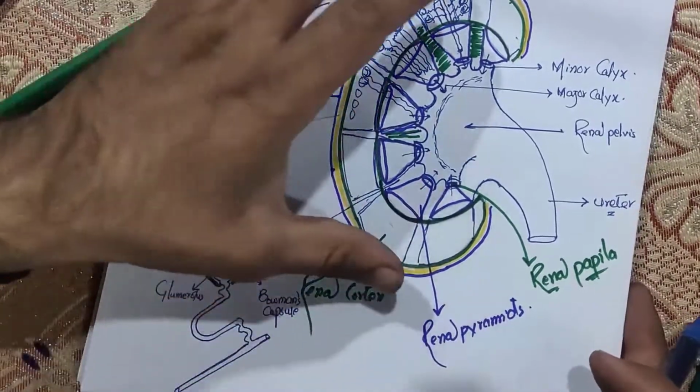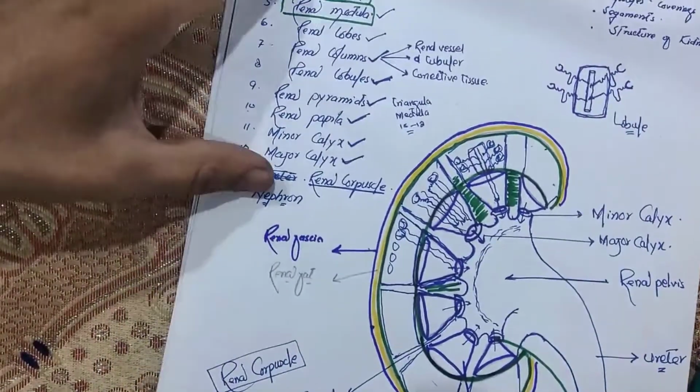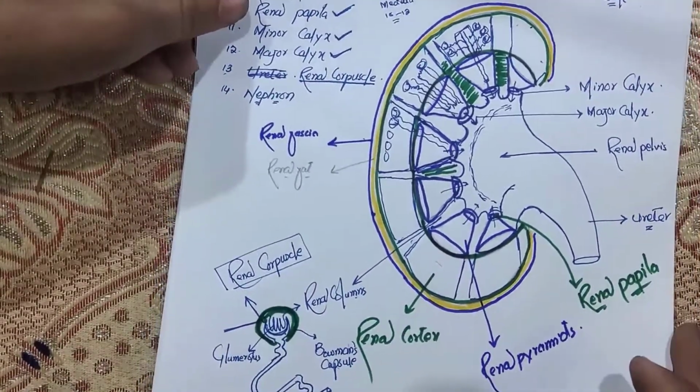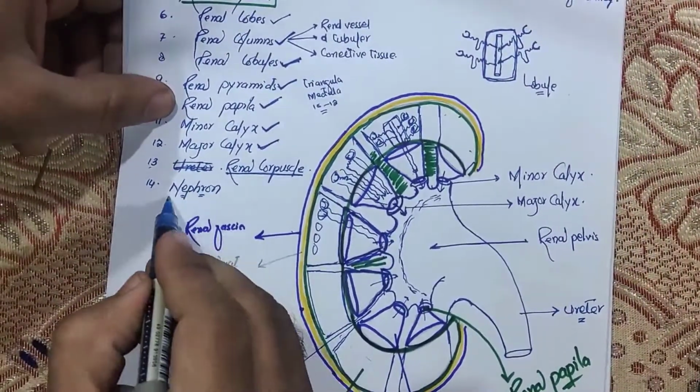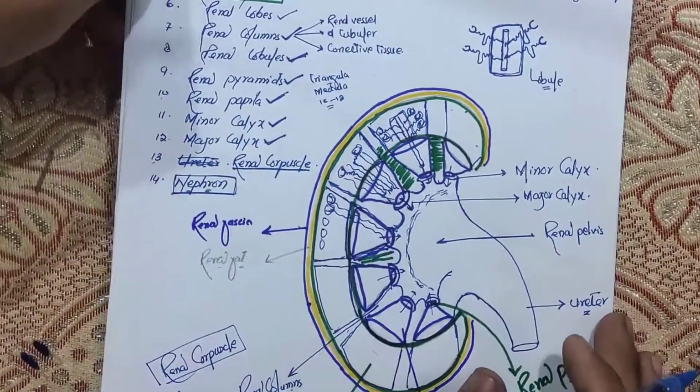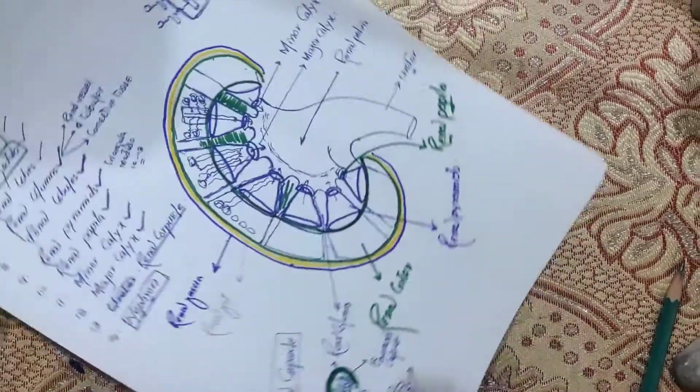Done, friends. This was about the structure of the kidney, which I told you, and I hope you understand it. Now in the next lecture, I will take one nephron and I will discuss about the structure of nephron in an easy way, inshallah. So see you guys in the next lecture.